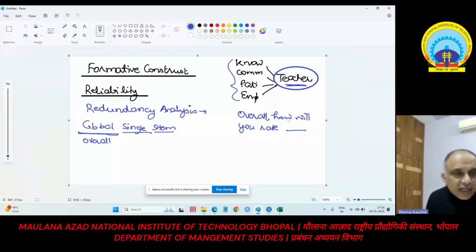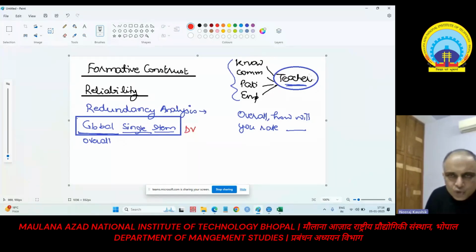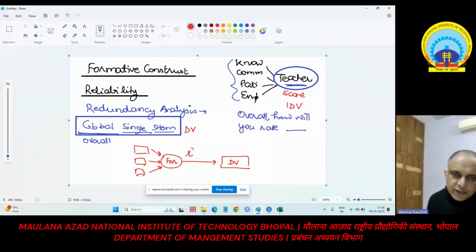Now, this global single item will become the dependent variable. This will become the DV, and whatever score you compute from here, this score will become the IDV. So here we can represent it like this. Arrows will be here. This is my IDV, this is my formative construct, and take the single item as the dependent. And the R square should be more than 50%.